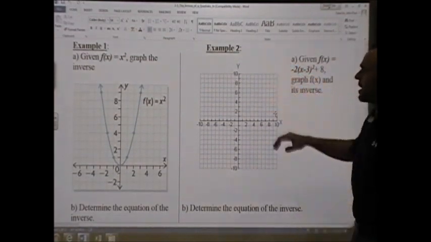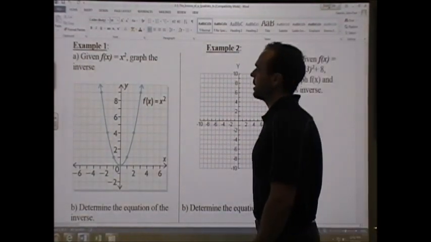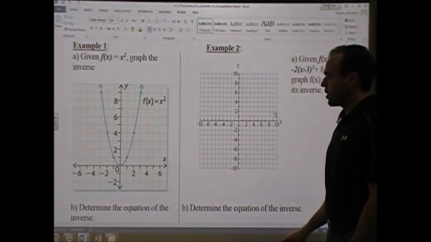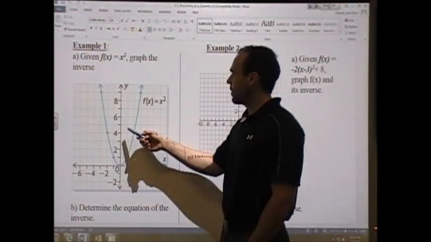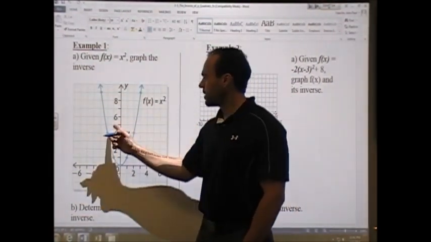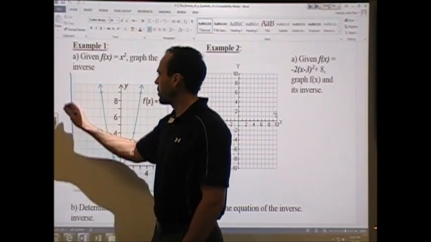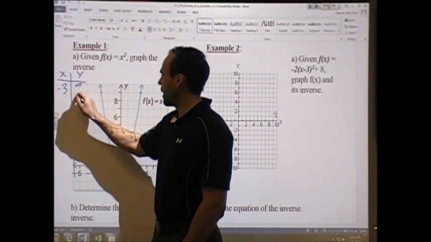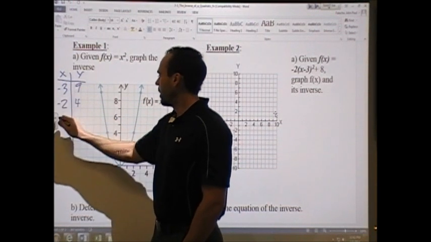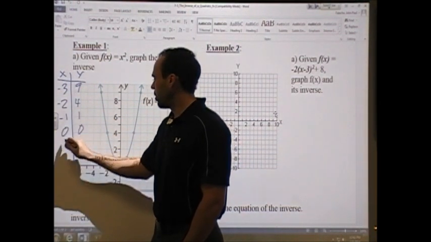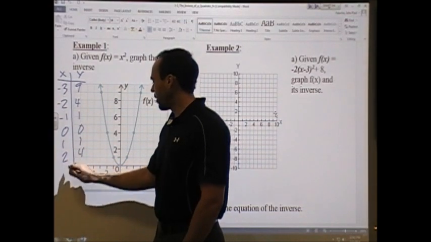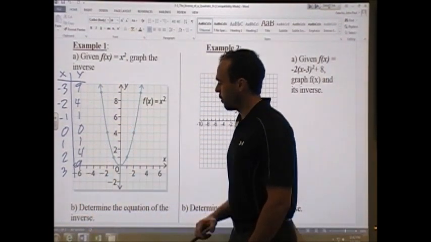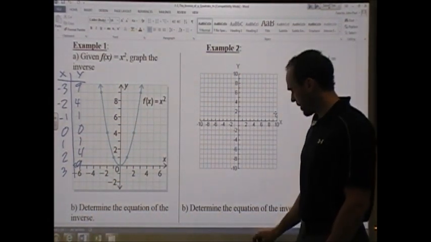So let's take a look at example 1. Part A: given f of x equals x squared, or y equals x squared, graph the inverse. So here is y equals x squared. We can come up with the table of values. Since it is in blue, we have the points -3, 9, -2, 4, -1, 1, 0, 0, 1, 1, 2, 4, and 3, 9. I'm just reading these points off here. That is y equals x squared.